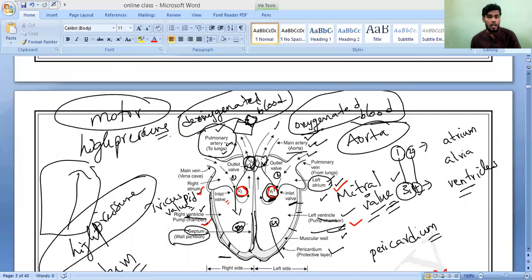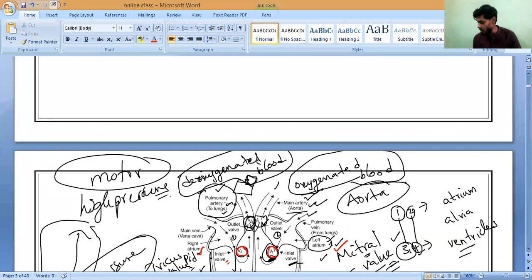What is the V3 valve? V3 valve is connected to whom? Aorta. That is why it is called the aortic valve. Please, all of you note it down. Here you write, V3 is known as the aortic valve.